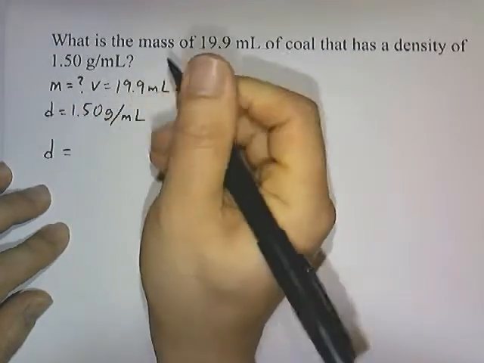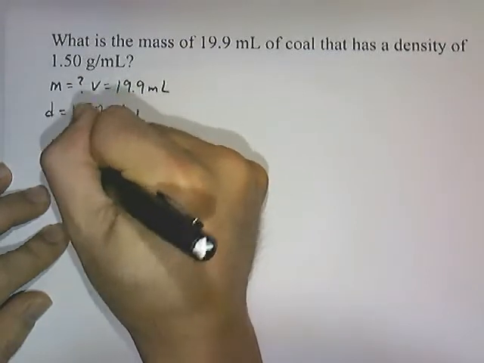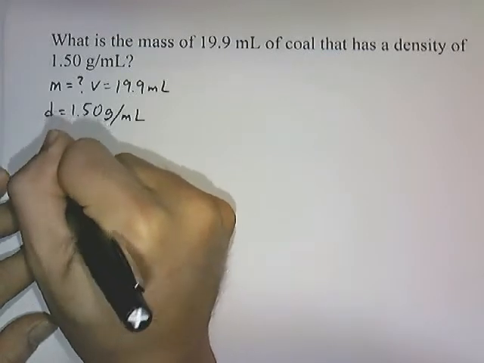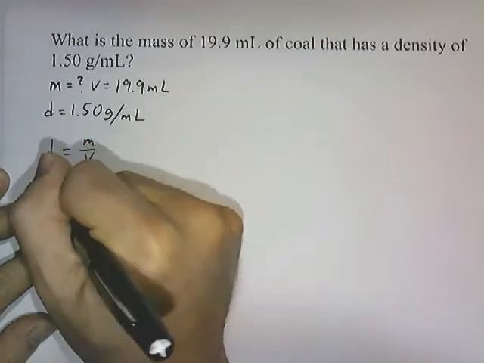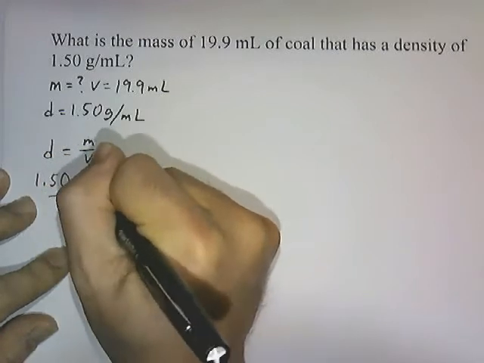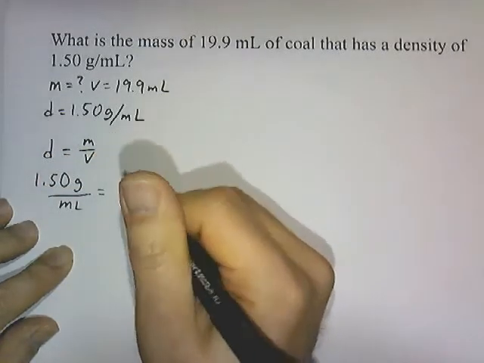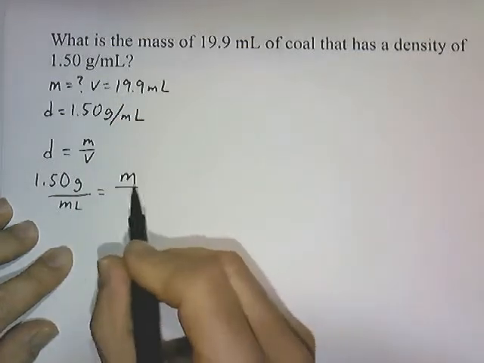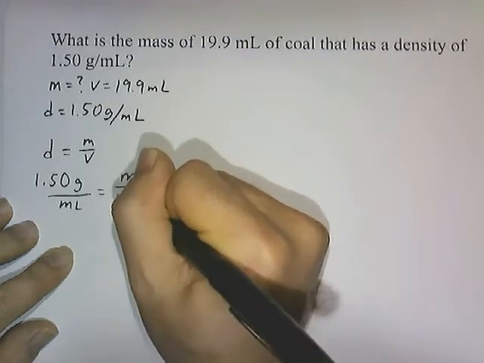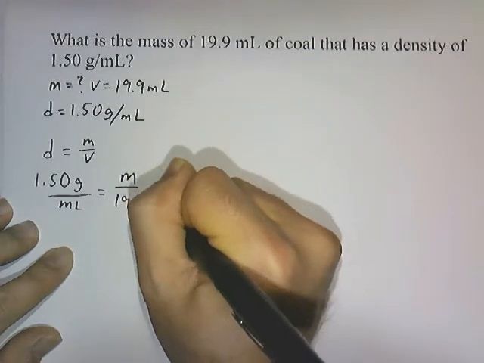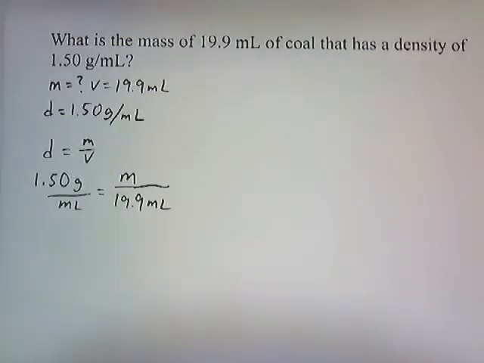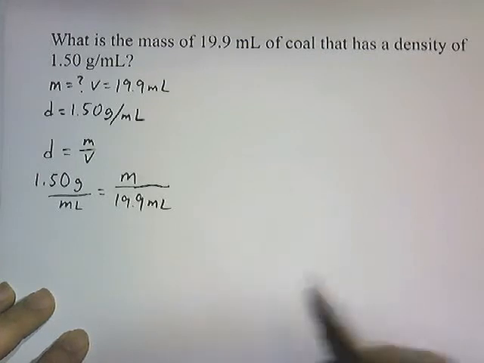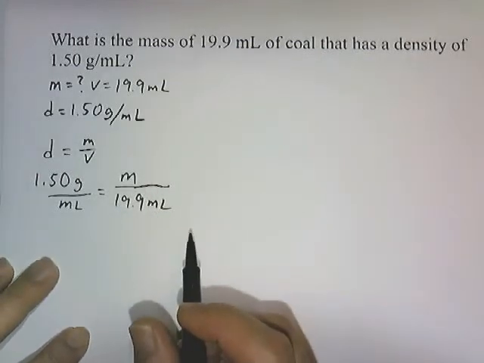D equals M over V, and I'm going to include the units this time, which frankly I don't like to do. Grams per milliliter equals, and the mass, that's what we're solving for, and then the volume is 19.9 milliliters. Okay, so the way I'm going to solve this is I'm going to cross multiply, and I'm going to include the units. These units, I'm going to consider them as variables almost.